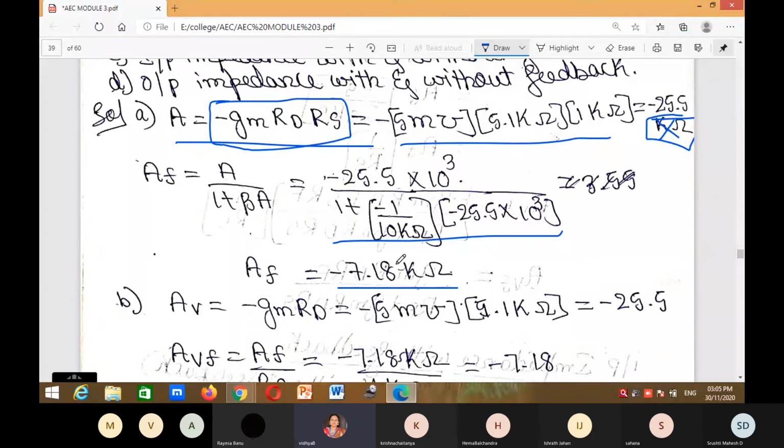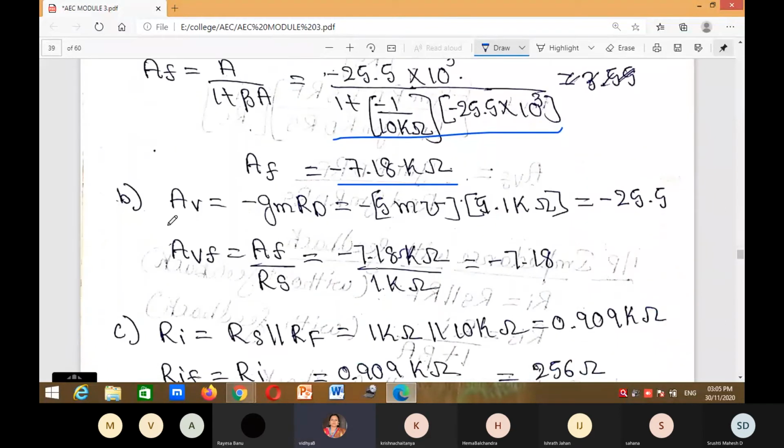Okay. Next, voltage gain. Voltage gain is minus GM into RD. We know the value of GM is 5 millimho and RD is equal to 5.1 kilo ohm. So you will get minus 25. AV is equal to what we got, minus 25.5.